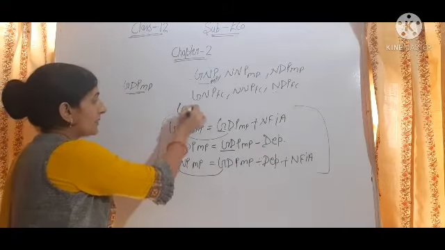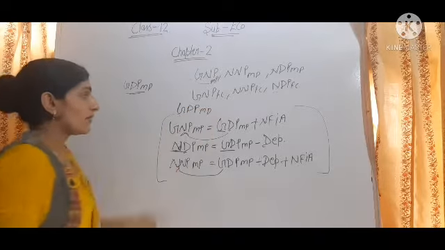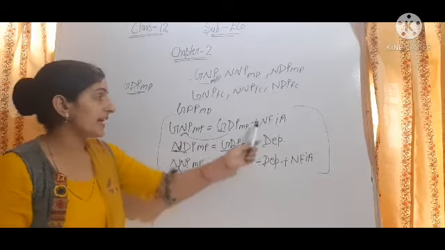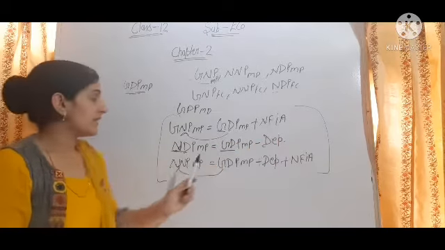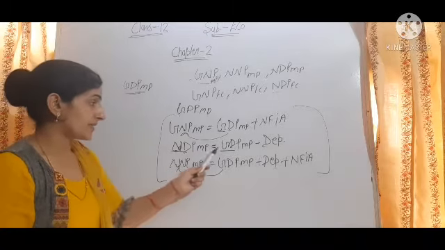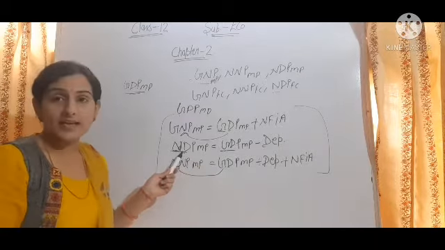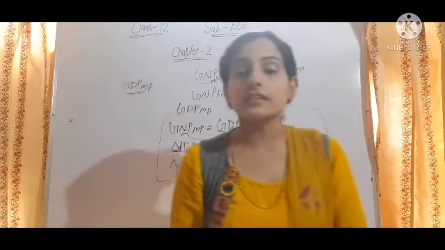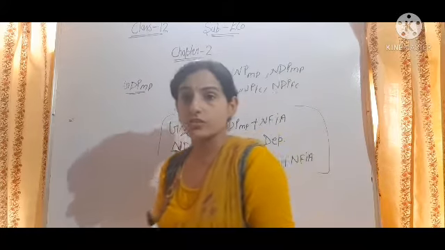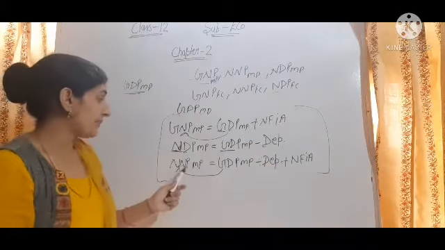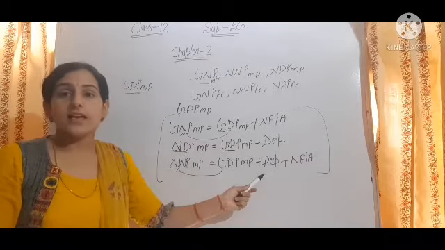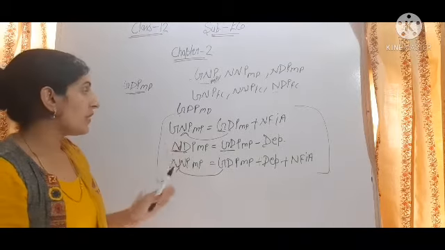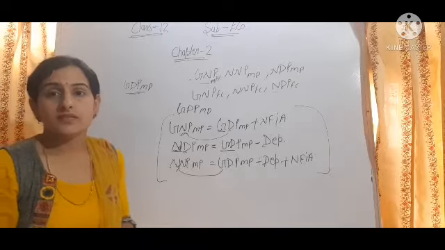GDP at market price we have given, and we have to convert GDP to GNP. So we will add the net factor income from abroad. Then for NDP at market price, this G will be converted into N. Domestic will remain the same. To make gross into net, we will exclude depreciation. Then for NNP, we exclude depreciation and include net factor income from abroad. So this is about GDP at market price.